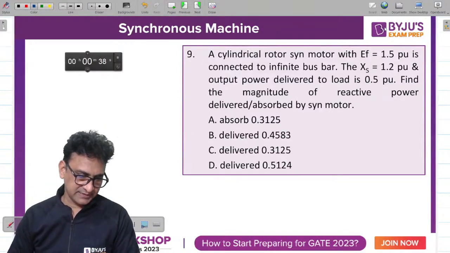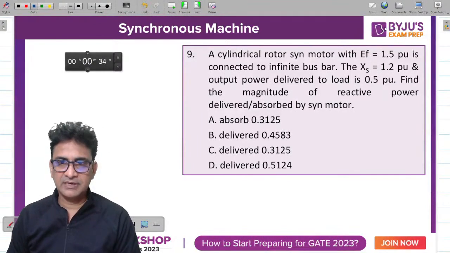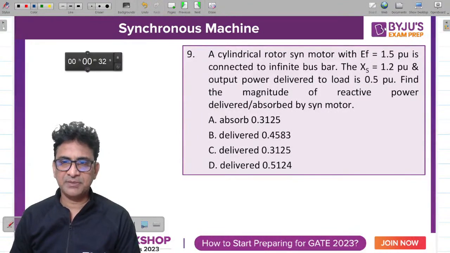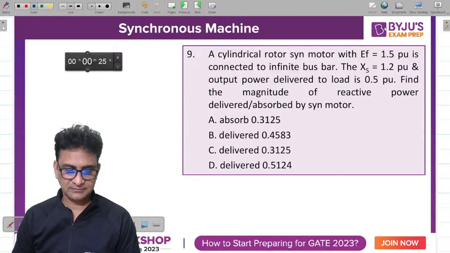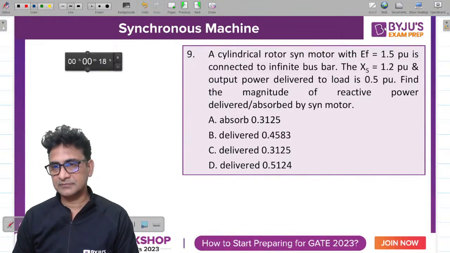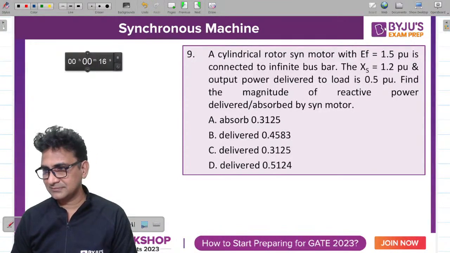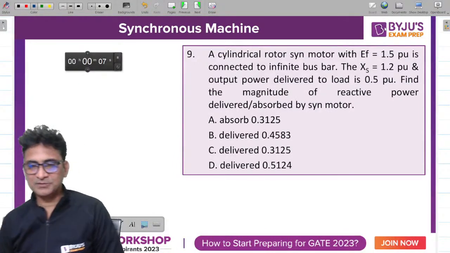Active power is given, reactive power you have to find out. It is taking 0.5 pu active power from the supply. No doubt it is a motor, so it will take the active power from the supply. Every quantity is given on the pu basis. I think you are not able to solve this.